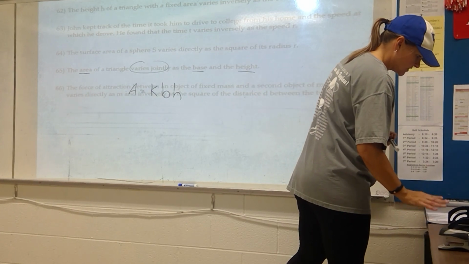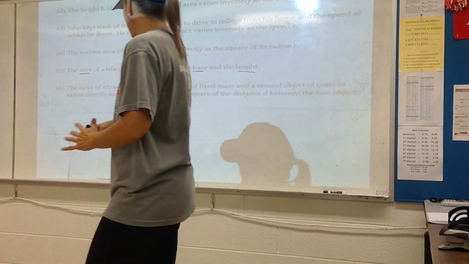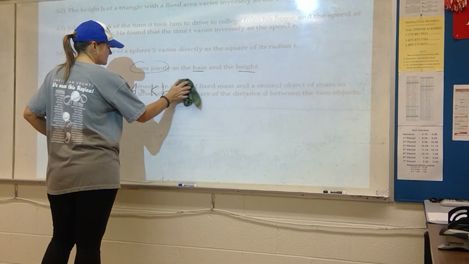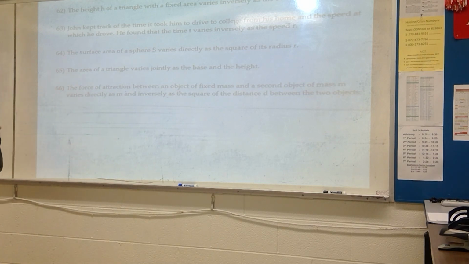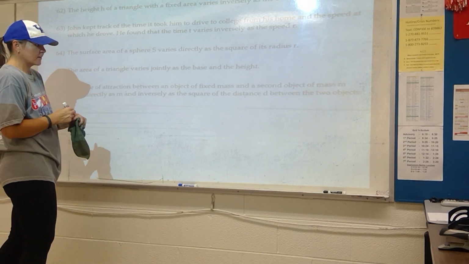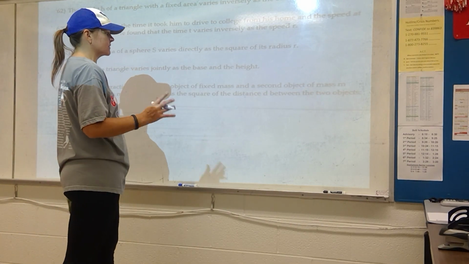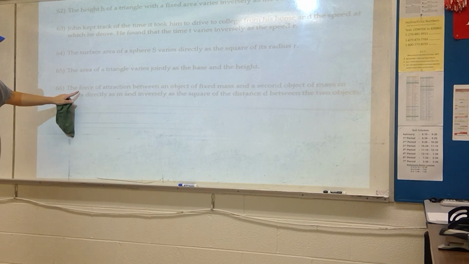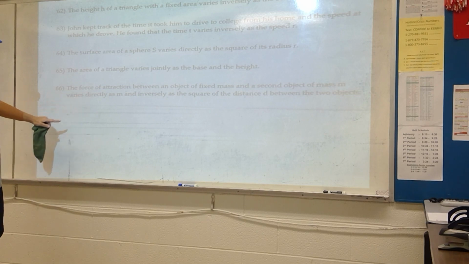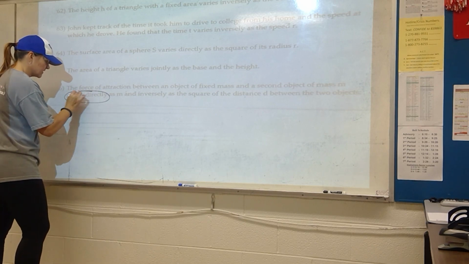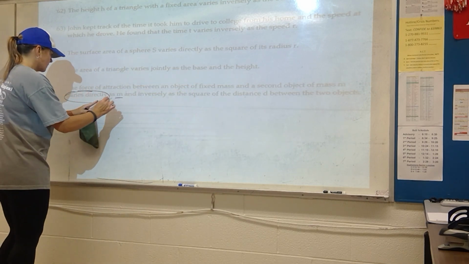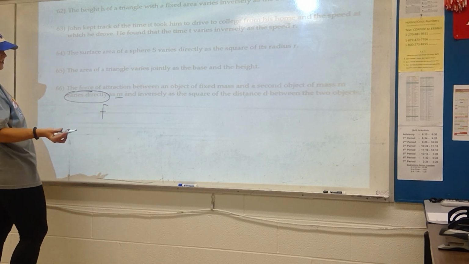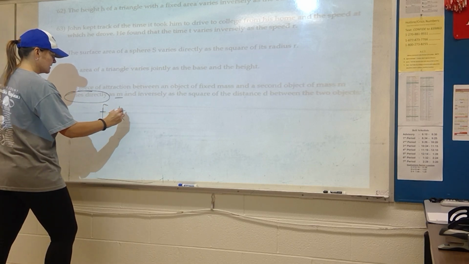Okay, last one in this section. The force of attraction between an object of fixed mass and a second object of mass m varies directly as m and inversely as the square of the distance d between the two objects. Now that seems complicated, let's just break it down. Force varies directly. All this is like prepositional phrases. Force varies directly as what? M. Force, doesn't tell you what letter to use, varies directly, so K times M.